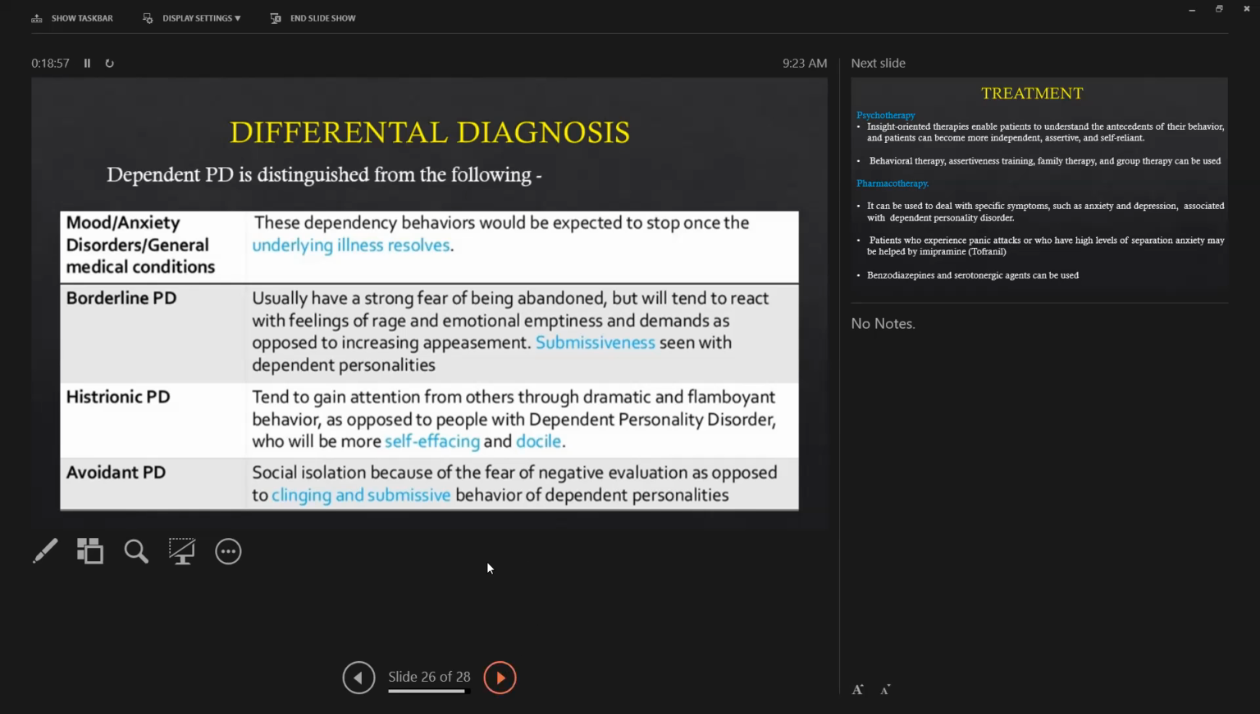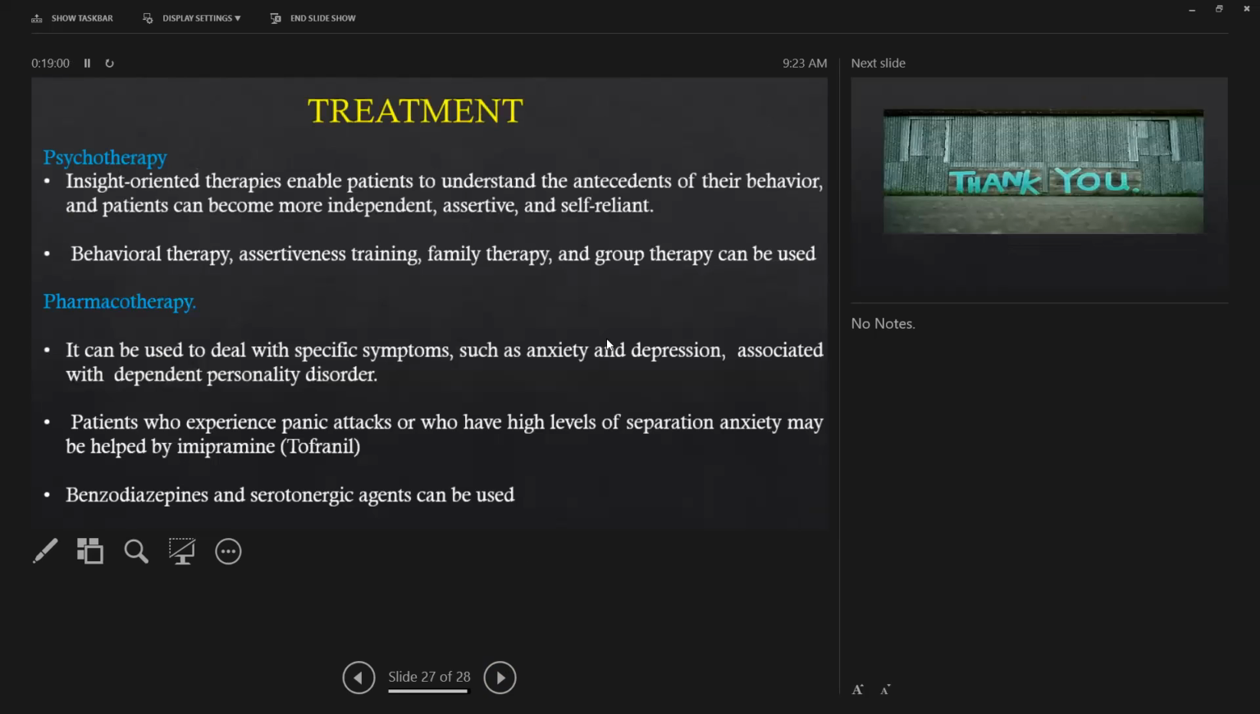Coming towards the treatment, we can use psychotherapy as well as pharmacotherapy. Psychotherapy: insight-oriented therapies enable the patient to understand the antecedents of their behavior, and the patient can become more independent, assertive, and self-reliant. Behavioral therapy, assertive training, family therapy, and group therapy can be used.